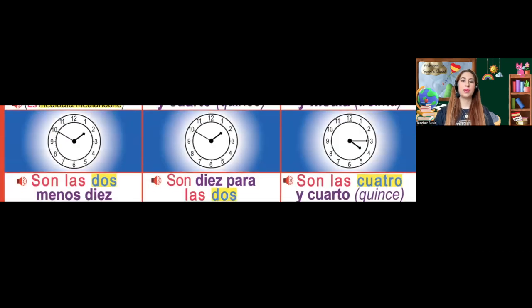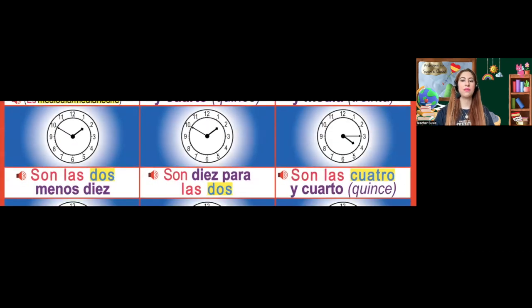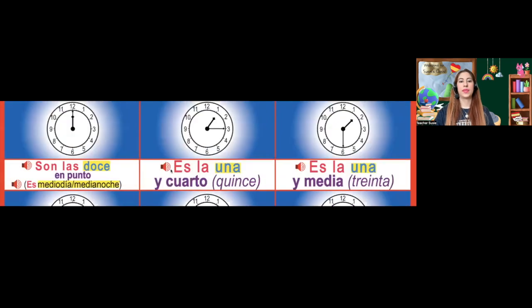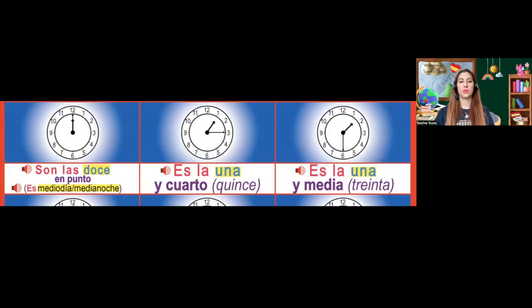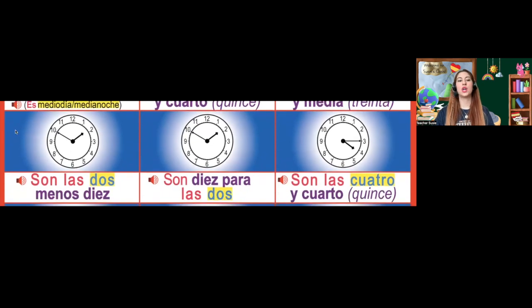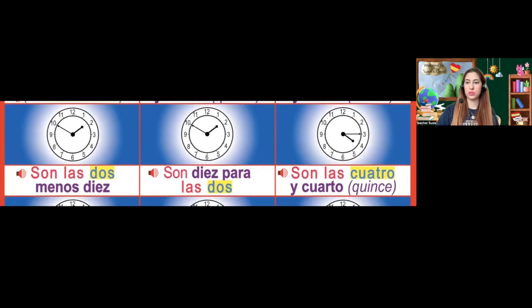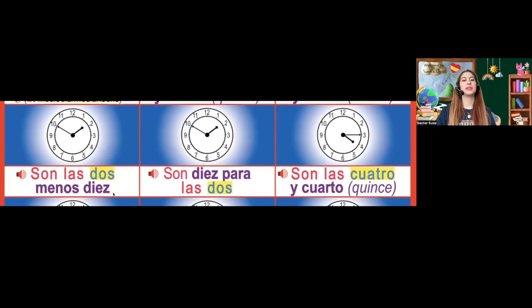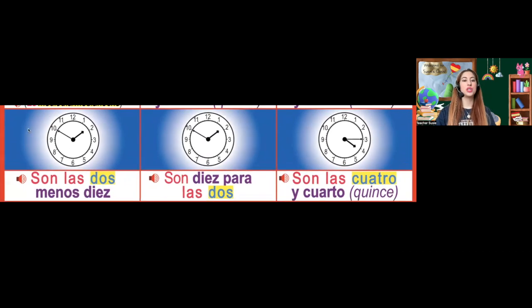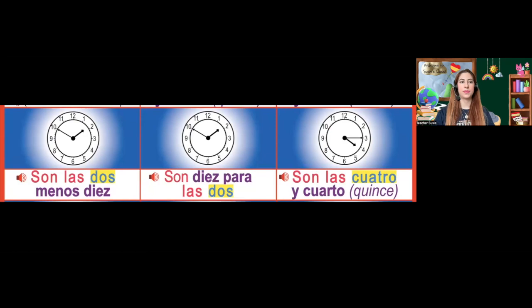Let me show you examples. You see how before we said es la 1:15? Well, now we're saying son. Son las 2 menos 10. Because what we are saying here is it's 2 minus 10 minutes. Like 10 minutes to 2. That sounds weird, but it makes sense if you think about it.